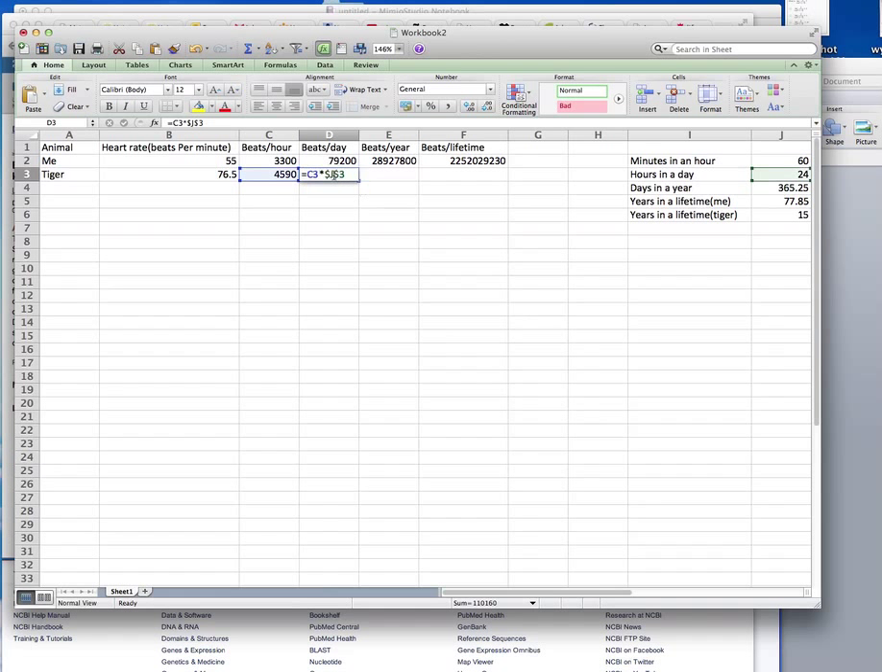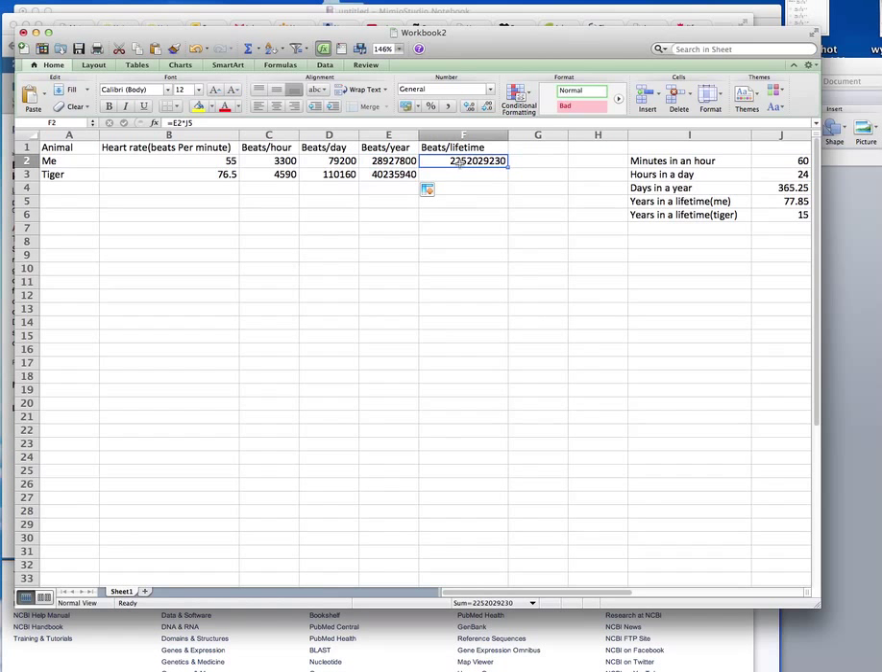Now look at this equation. C3, so it incremented that one like I wanted, but it kept J3. Look, it's highlighted over here. It kept J3 for me. Then I'll do this one, beats in a lifetime, but now I have to fix that one too. And fix this one. Oops. There we go. And get that one.